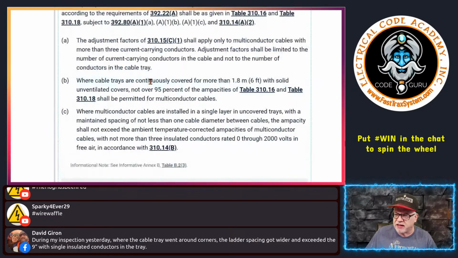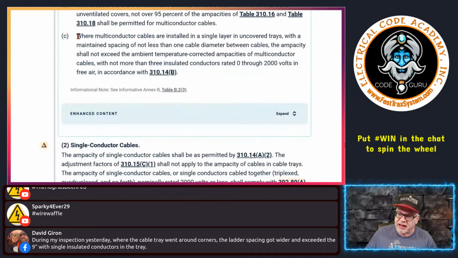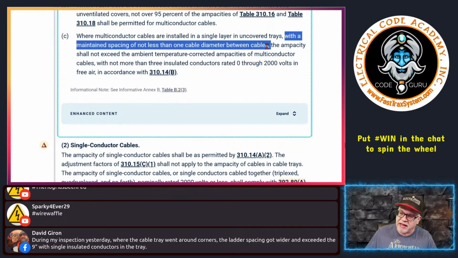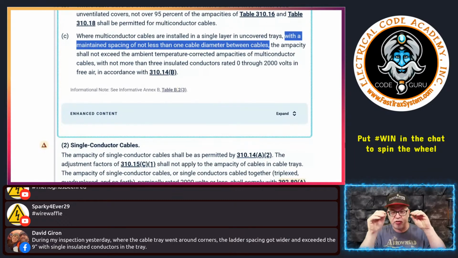So A1C, which is right here, is saying that the multi-conductor cables are installed in a single layer in an uncovered tray with a maintained spacing of not less than 1 cable diameter between the cables. So you have a cable, then a space equal to the diameter of the cable, and then another cable. Then you have a space, then another cable, then a space, then another cable. Okay, so they're not touching.